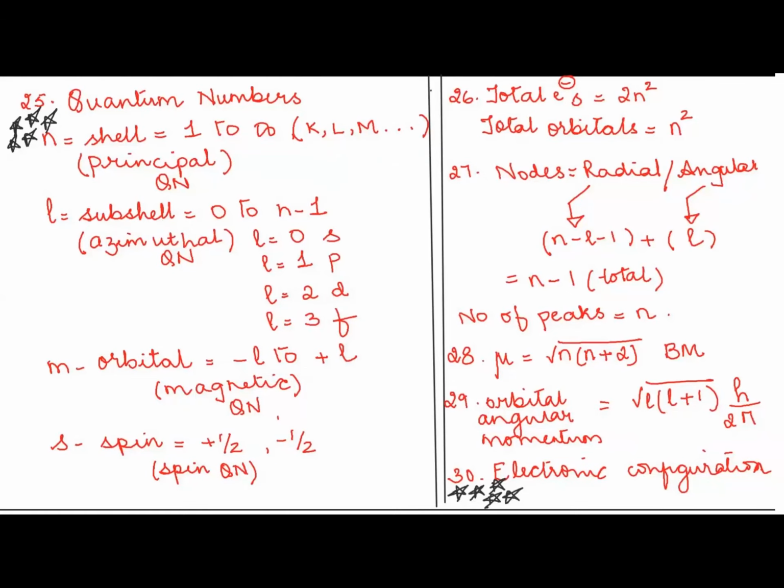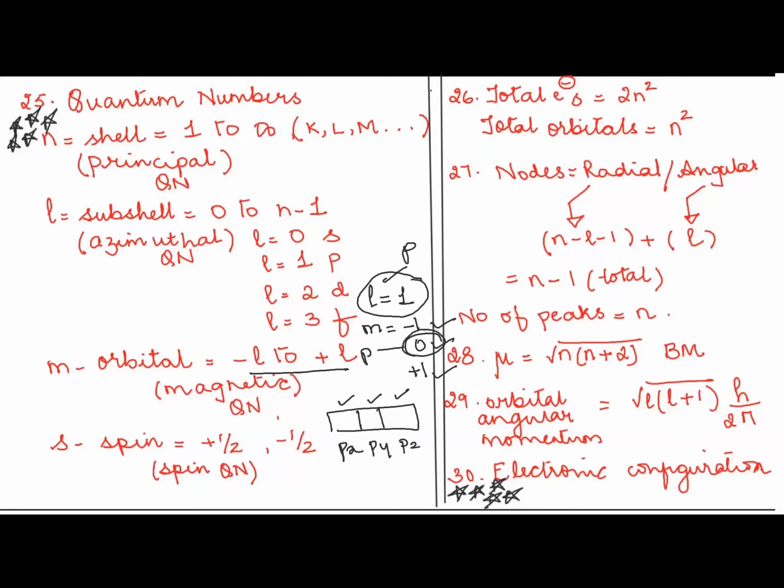So basically, now you know that if L is 1, M has values minus 1, 0, plus 1. This is the formula: minus L to plus L. Meaning 3 orbitals are possible, meaning one subshell. Which subshell is this? P subshell. If you have a P subshell, we can divide it into 3 orbitals. We have been doing that, right? What are they called? Px, Py, Pz. And this one with the 0 is the Pz orbital.